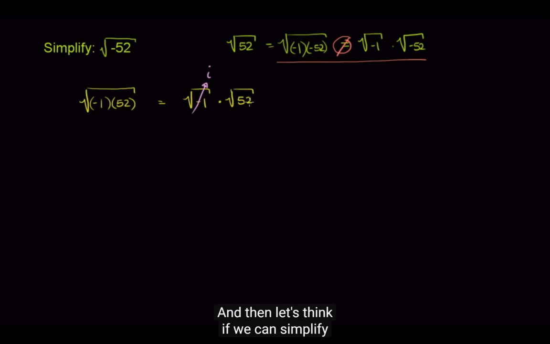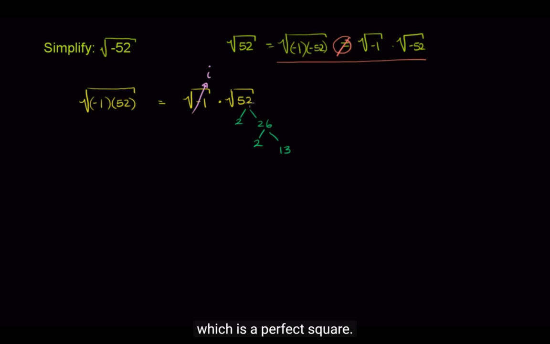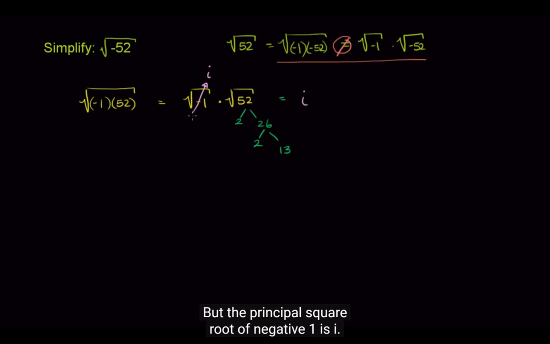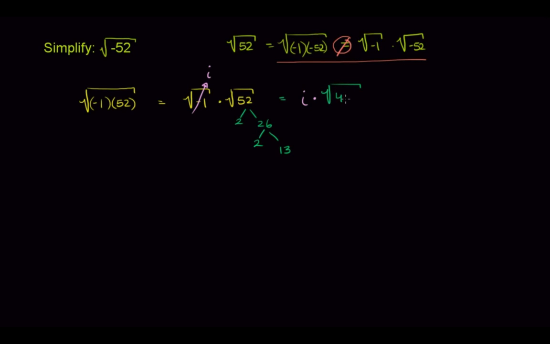And then let's think if we can simplify the square root of 52 any. To do that, we can think about its prime factorization, to see if we have any perfect squares sitting in there. So 52 is 2 times 26, and 26 is 2 times 13. So we have 2 times 2 there, or 4, which is a perfect square. So we can rewrite this as equal to, well, we have our i now. The principal square root of negative 1 is i. The other square root of negative 1 is negative i. But the principal square root of negative 1 is i. And then we're going to multiply that times the square root of 4 times 13.